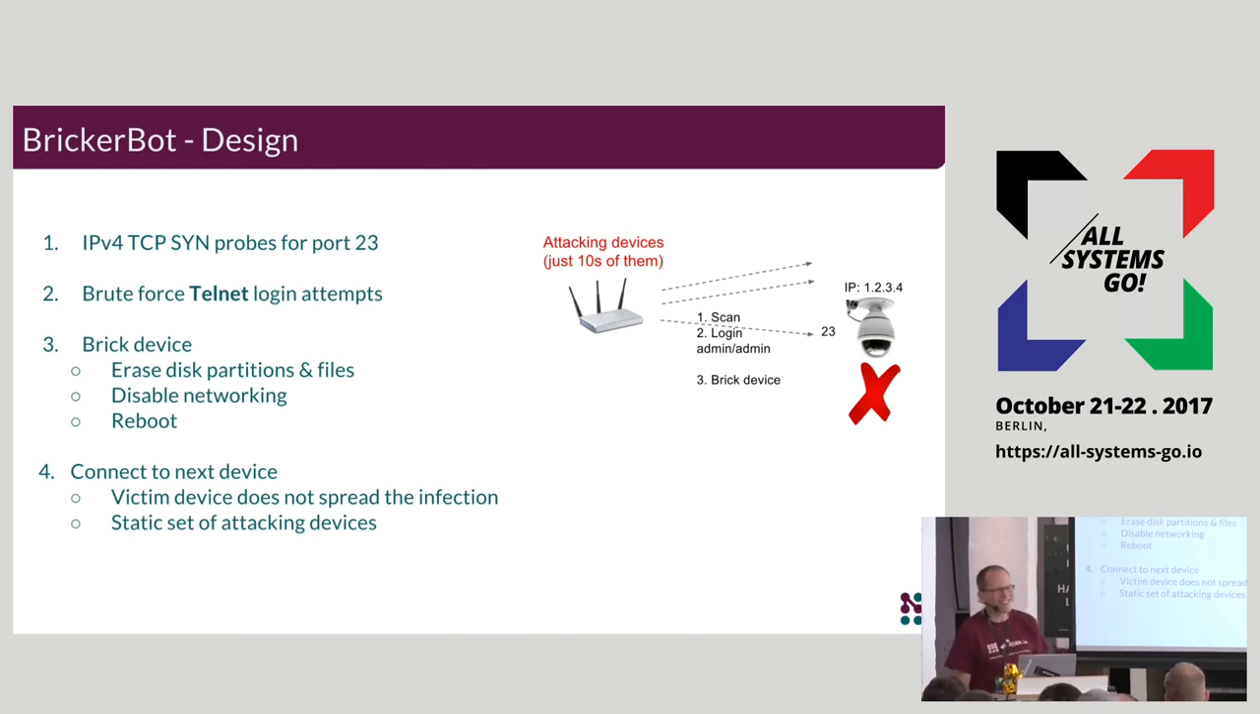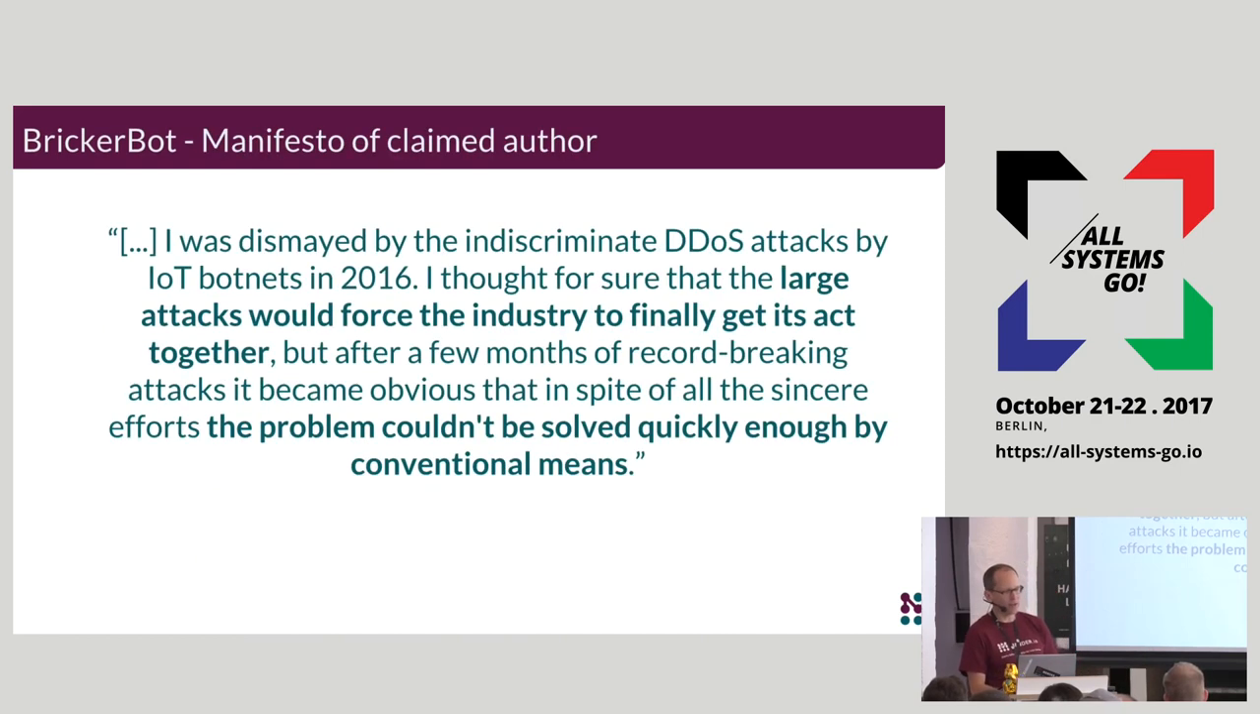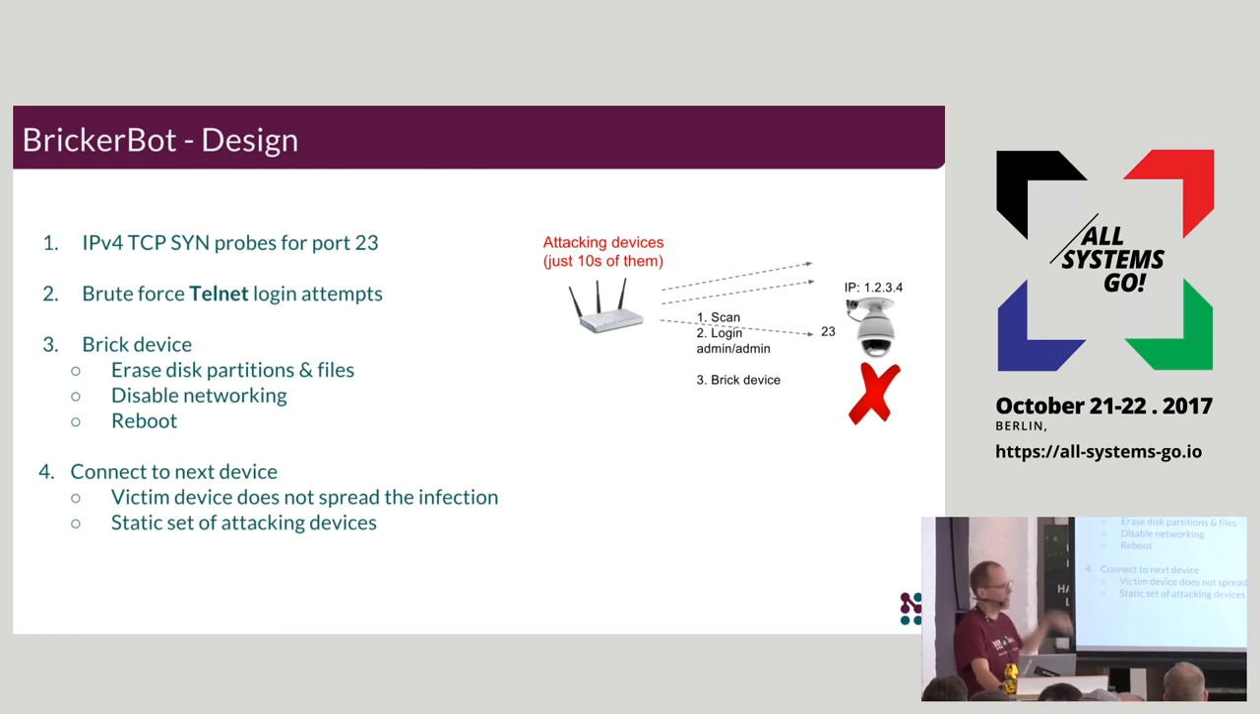So there is a static set of attacking devices, and it turns out they all appear to be, I've got the details on a later slide, embedded Linux devices running some variant of Telnet and the Dropbear SSH protocol. So they're fairly low-powered devices that are doing this. Presumably, they're just the first set of devices that were contacted and taken over by this bot.